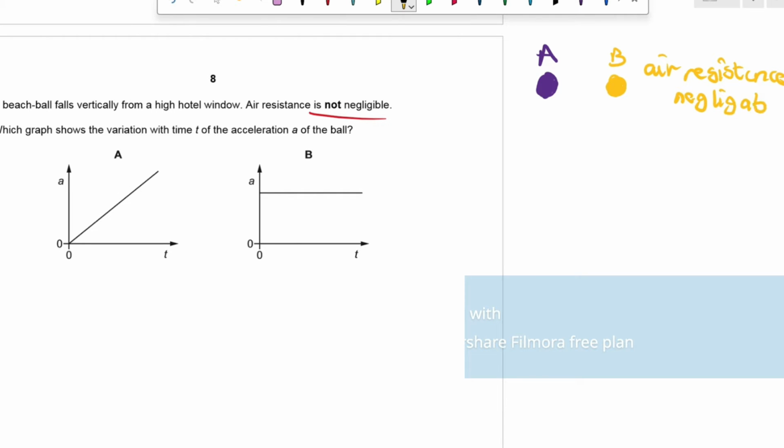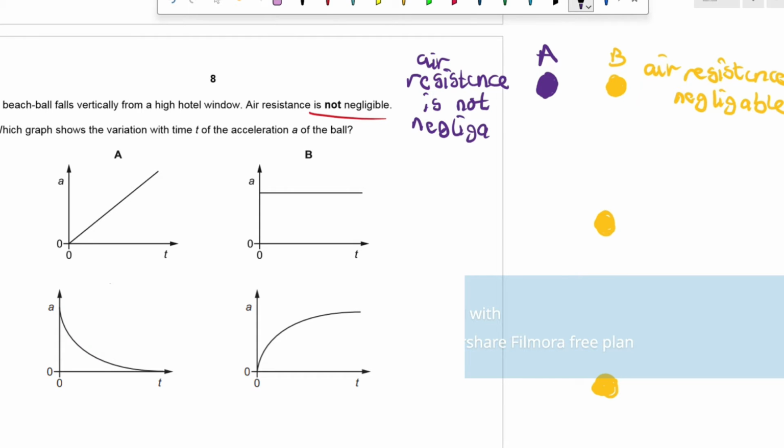So I'm not going to consider air resistance. So I'm going to have three positions: position 1, position 2, then position 3. Then for the other one, air resistance is not negligible. Okay, so we're considering air resistance. Negligible just means we're not considering it; not negligible means we are considering it. Again, we have three positions. Position 1, position 2.